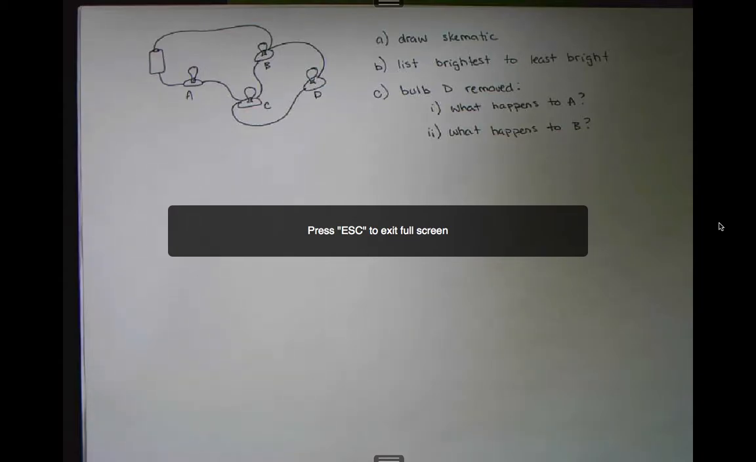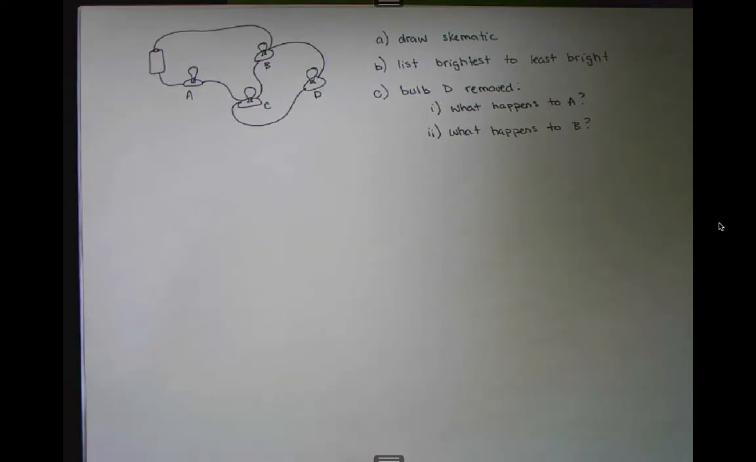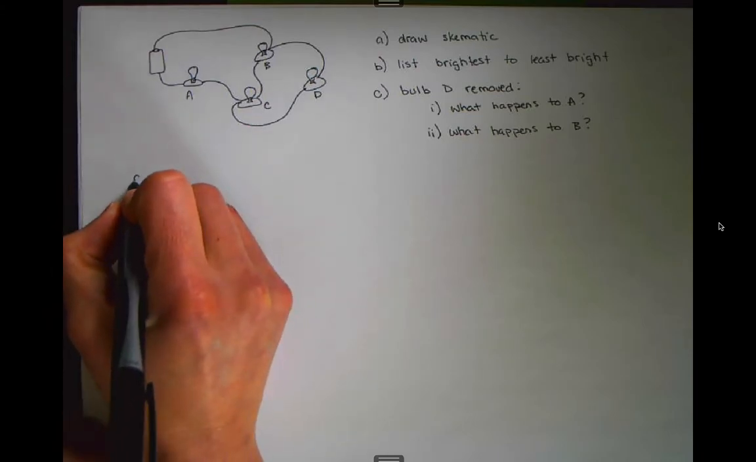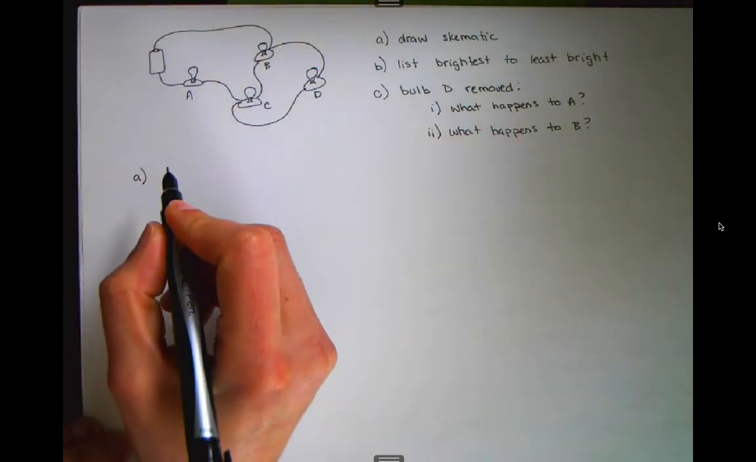All right, here's complex circuit review number 2. So you were given this diagram, and the first part, part A, wants you to draw a schematic diagram of this using the symbols from your reference table. For part A, you are just going to follow the path here.